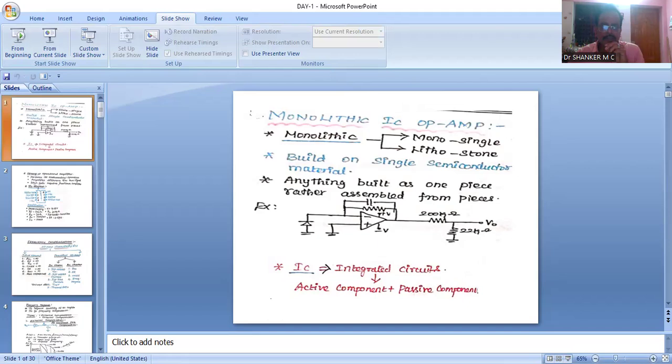Fourth one, the slew rate. The slew rate means the rate of change of output voltage with the input voltage. That is given in the mathematical equation: dV0 divided by dt at maximum voltage. Here the unit is volt per microsecond.